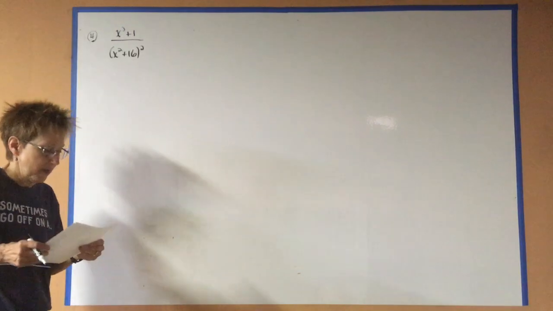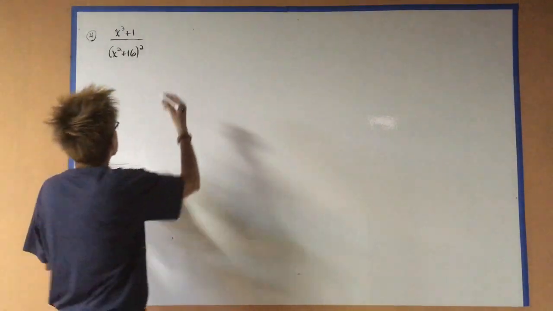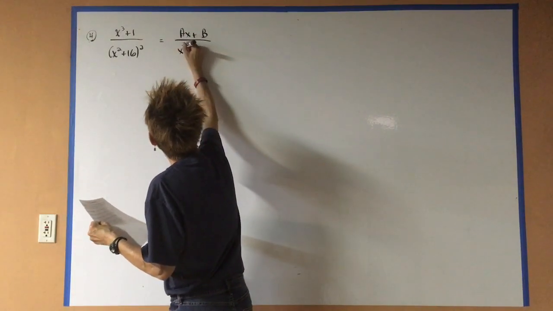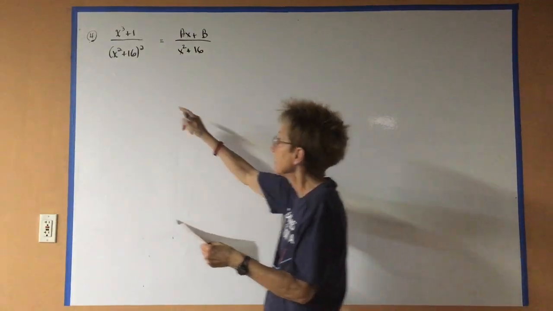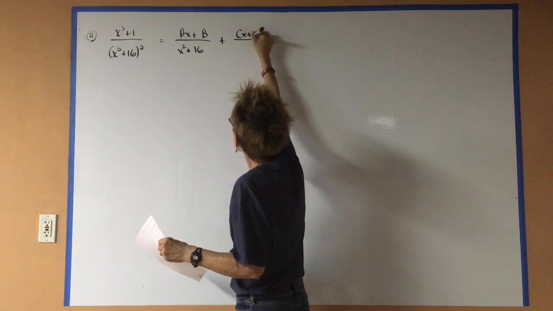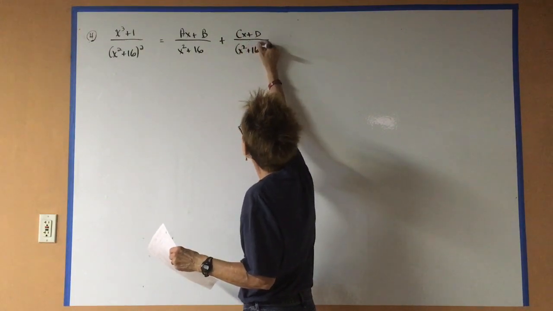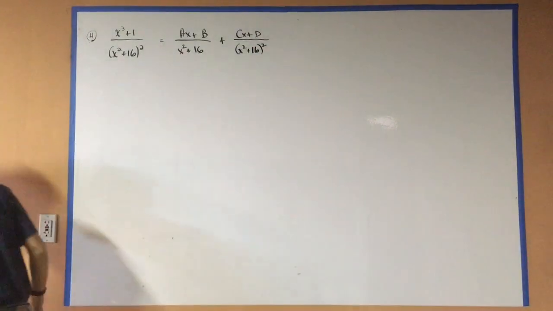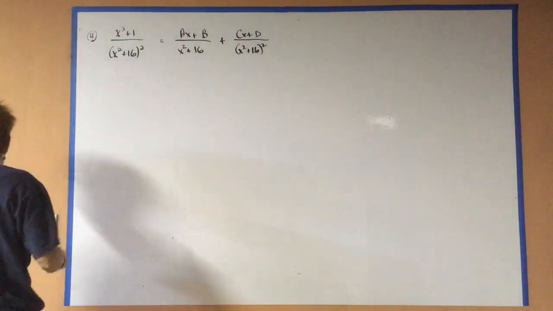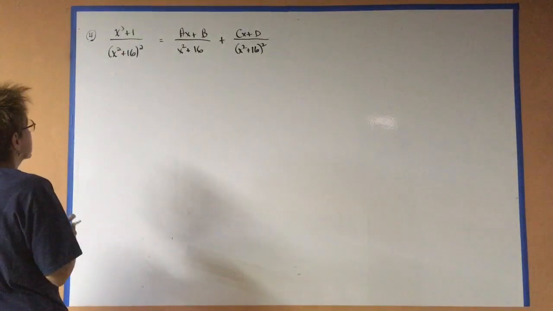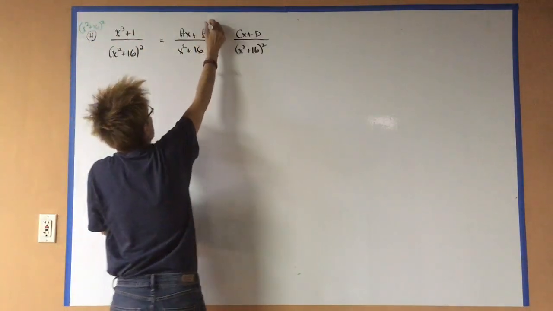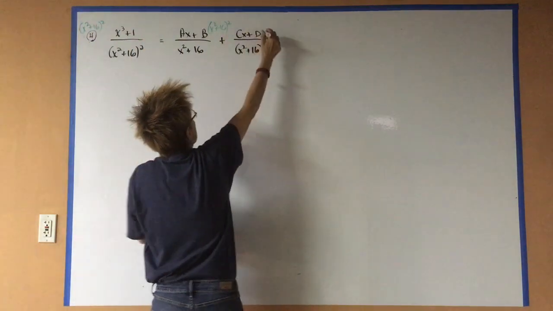That's the 4th one, repeated quadratic factor in the denominator, and it gets written as ax plus b over x squared plus 16, so over this one not repeated, and then you do cx plus d over the entire thing, which is x squared plus 16 squared. That's what I need to solve now. So how do I do that? I'm going to clear fractions, which means I'm going to multiply every term, both sides, times x squared plus 16 squared.